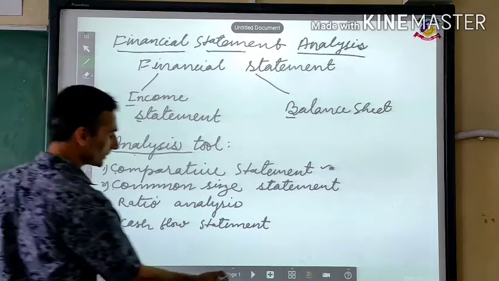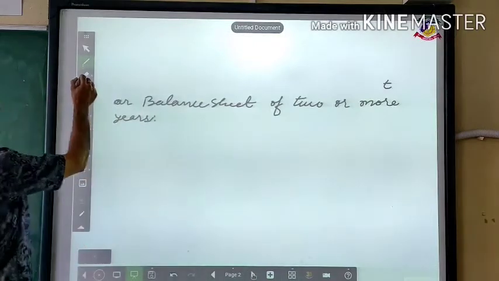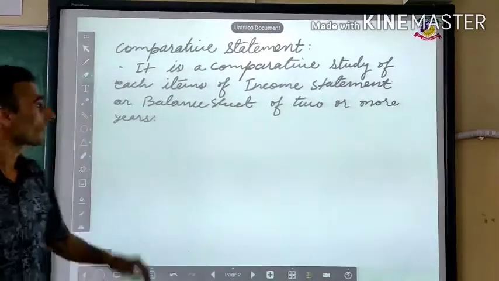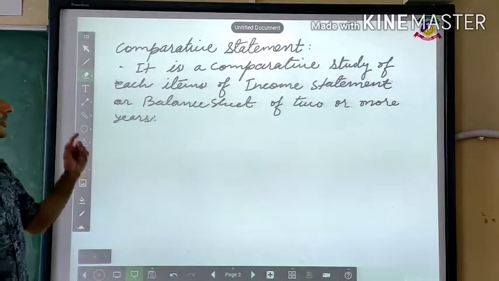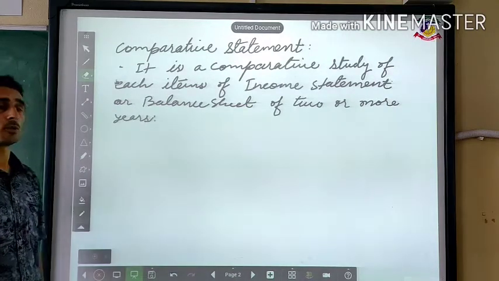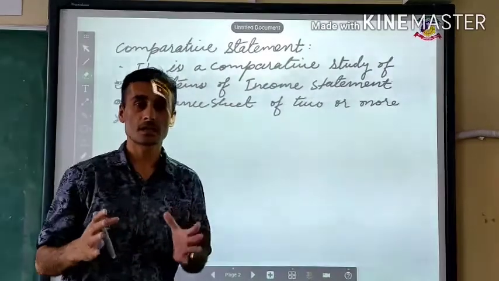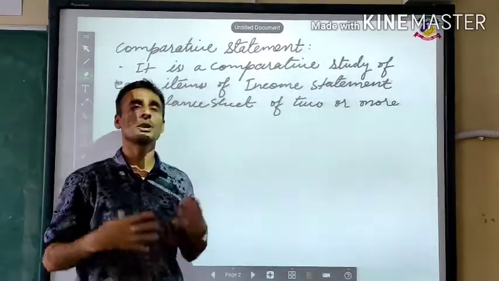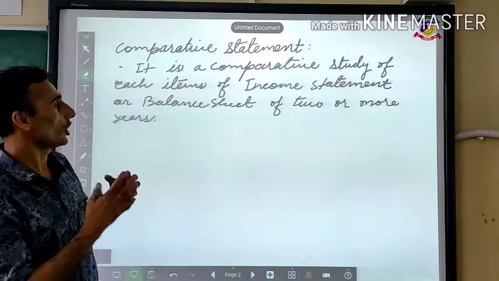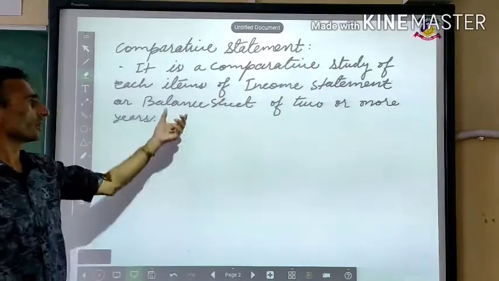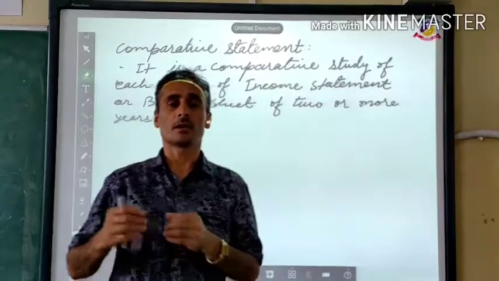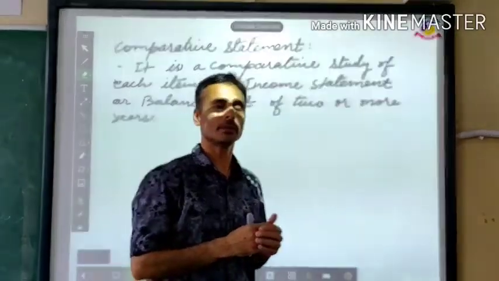Now, what is a comparative statement? It is a comparative study of each item of the income statement or balance sheet of 2 or more years. Comparative study. That means here we do the comparison. Comparison of what? The figures mentioned or shown in the income statement or the balance sheet in order to arrive at some decision taking points, right?